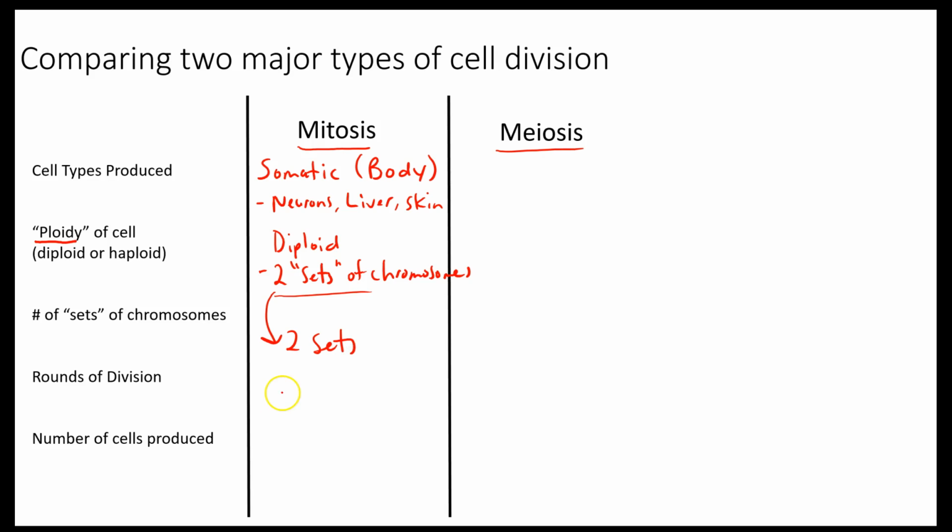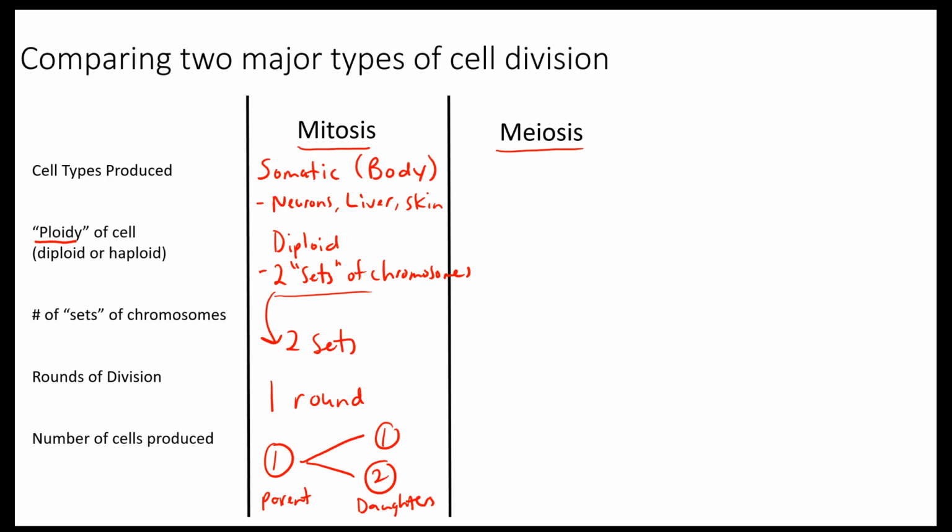Rounds of division. So in the mitotic cell cycle, there's just one round of division. Basically, you're duplicating your genetic material and then you're dividing that genetic material into two cells, getting back to that original number, which again we'll revisit in another slide in the future here. So number of cells produced. So you go from having one parent cell to two daughter cells. So this would be your parent cell that you're starting out with here, and these would be the two daughters. So you're producing two cells.